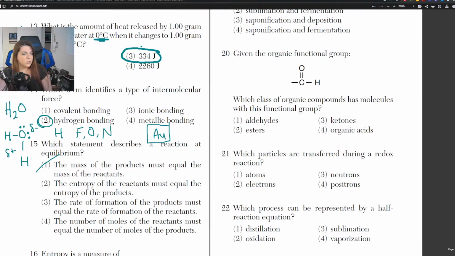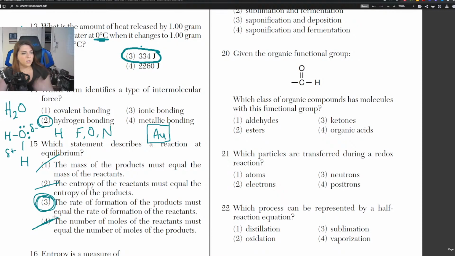The mass has nothing to do with anything. Entropy has nothing to do with anything. Rate of formation of the products must be equal to the rate of formation of the reactants. That is true. And the number of moles of the reactants must be equal to the number of moles of the products. That is also a no.